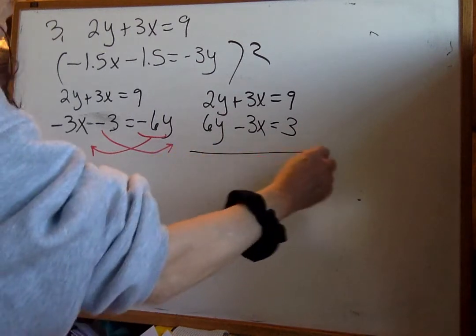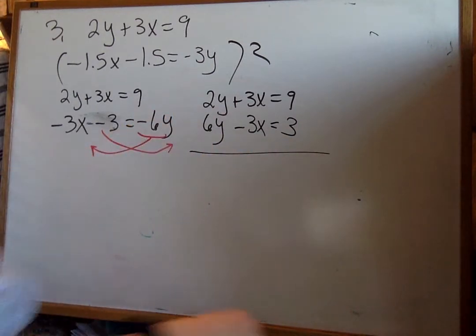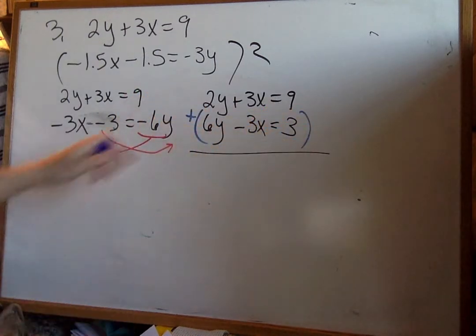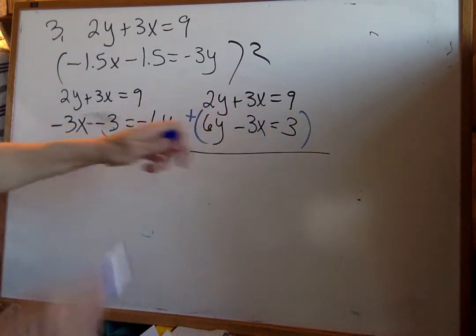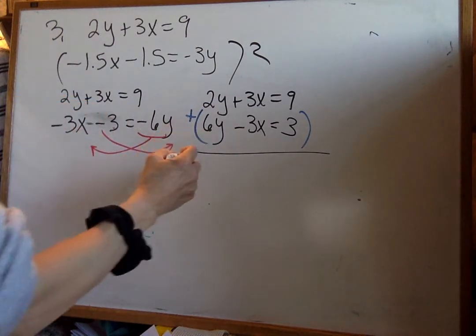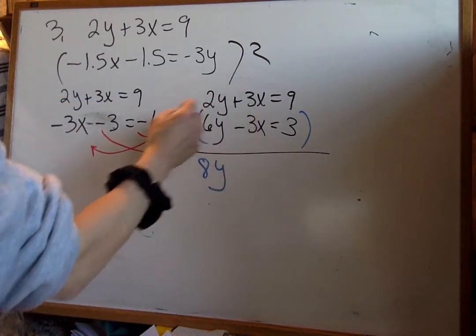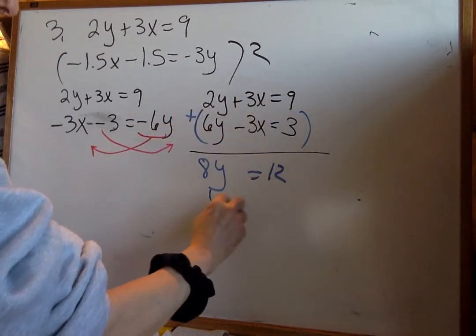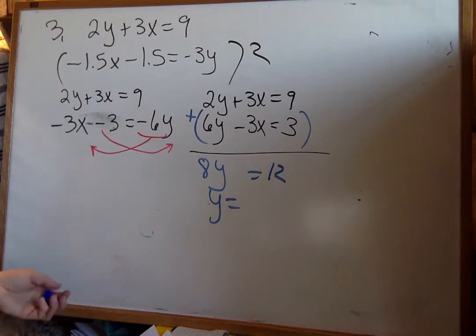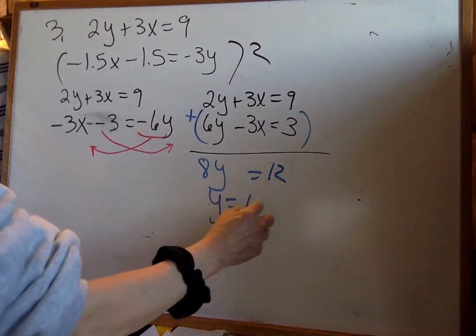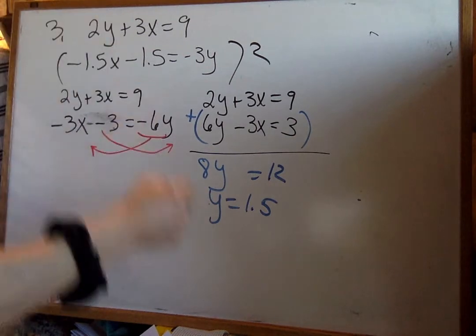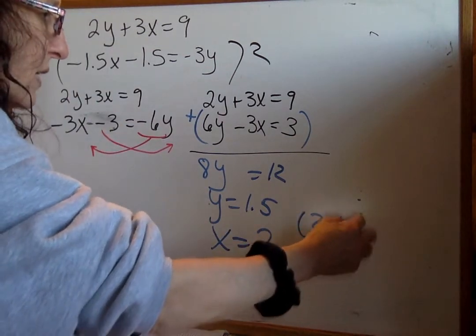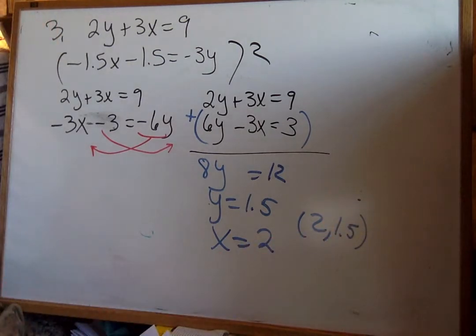Oh, this is begging for elimination method, right? I hadn't even looked at my notes I prepared. This is begging to be added because 3x plus negative 3x, my x's are going to go away. 8y, 3 plus negative 3 is 0. 9 plus 3 is 12. So y is 12/8 or 1.5. Put him in wherever you want and you'll end up with x equals 2. If you want to write it as a coordinate point, it's 2, 1.5.